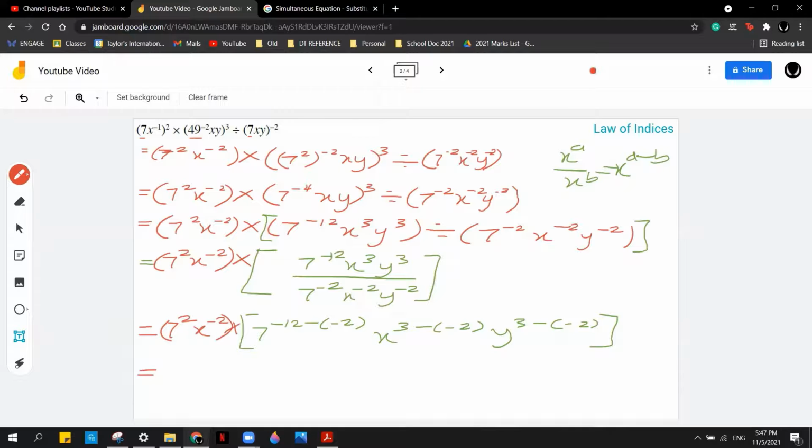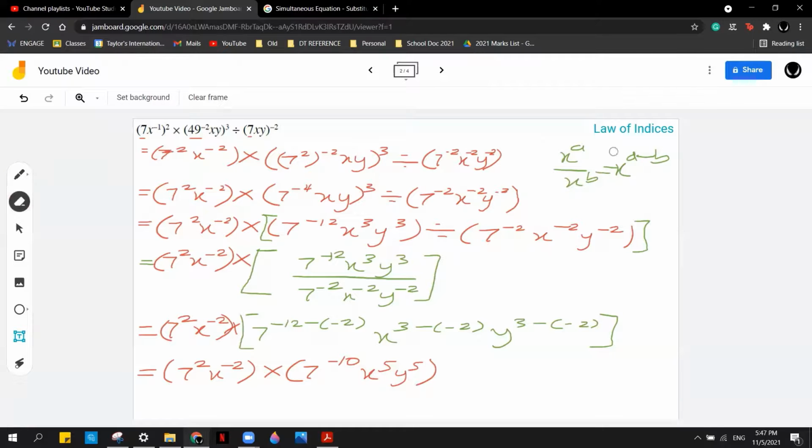So what's actually happening here is 7 square x power negative 2, times with 7 power, and here this is basic negative and positive, right? So negative 12 plus 2, you get negative 10. x power 5, y power 5. So we have arrived here. So it's times right now.